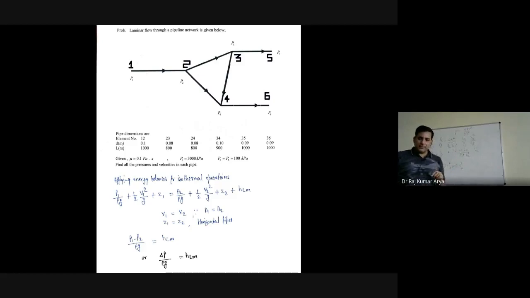Now let's say velocities. You have six pipelines: pipe 1-2, then 2-3, then 2-4, then 3-4, then 3-5, then 3-6. So 1, 2, 3, 4, 5, 6, a total of six pipes. So six pipes would have six velocities. Yes or no? Right, so six pipes means six velocities.